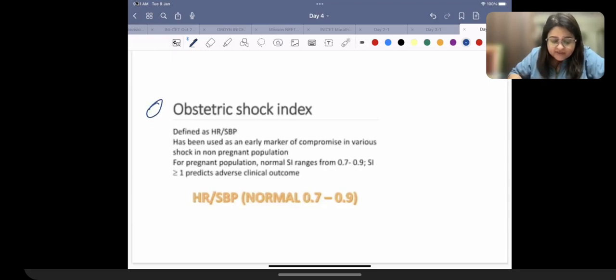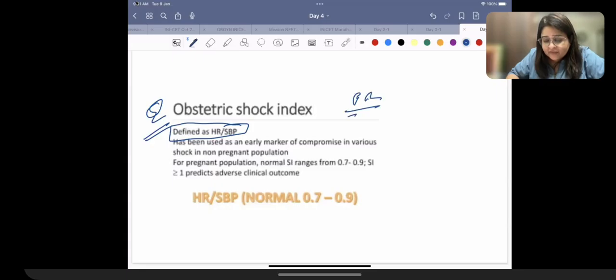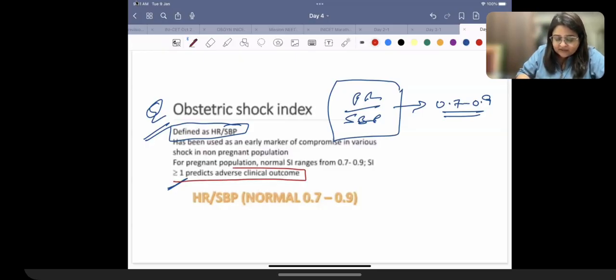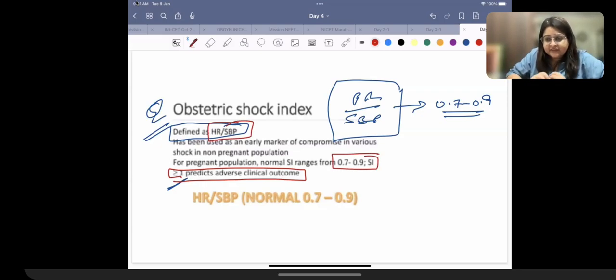Another important newer concept is the obstetric shock index. You should know the definition. It is defined as heart rate or pulse rate divided by the systolic blood pressure. The normal value in pregnancy is 0.7 to 0.9. A value above 1 predicts adverse clinical outcome. So these are the things you should remember: the formula, pulse rate divided by systolic blood pressure; normal value is 0.7 to 0.9; more than 1 indicates an adverse clinical outcome.